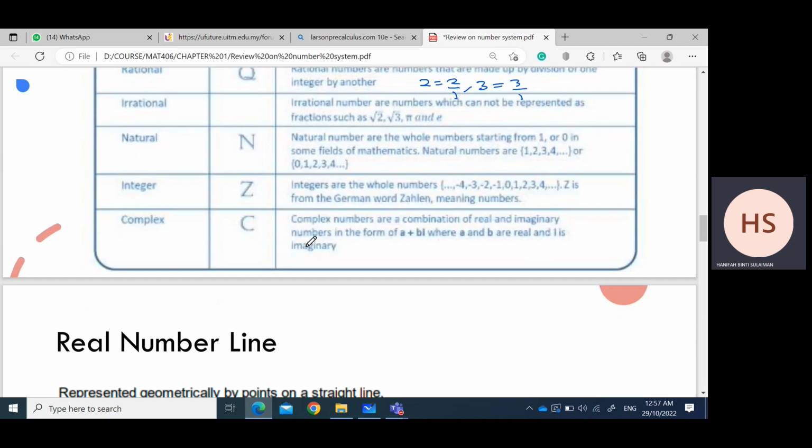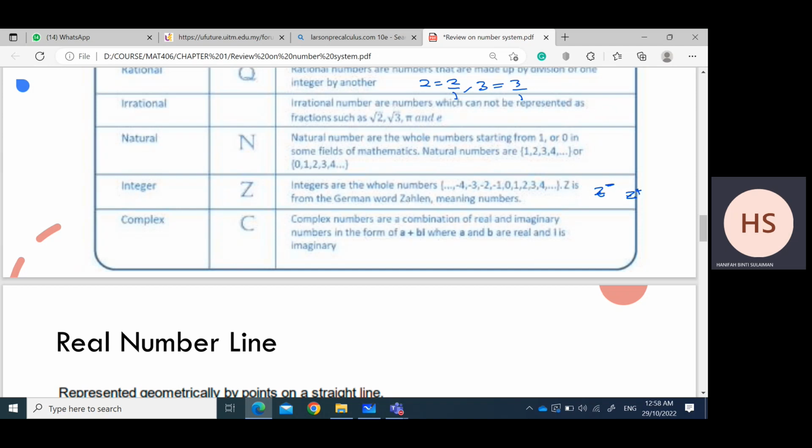And then the symbol for integer is Z. So integers are the whole numbers from negative, 0 and positive numbers. Okay, so Z is from the German word Zahlen, meaning numbers. So ini adalah integer. So as you know, kalau dia letak minus dekat sini, itu adalah negative integer. Kalau dia katakan Z ada positif dekat situ, itu adalah positive integer.